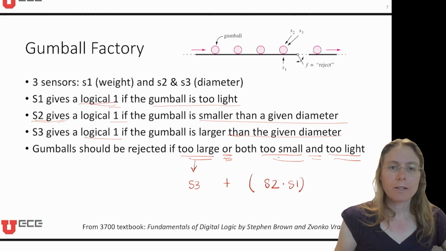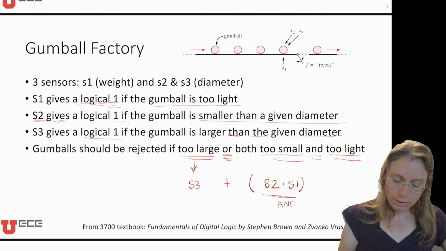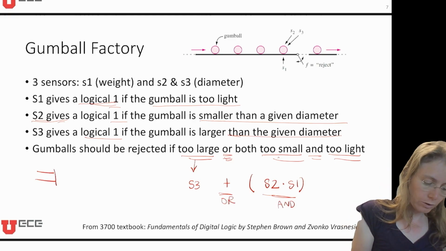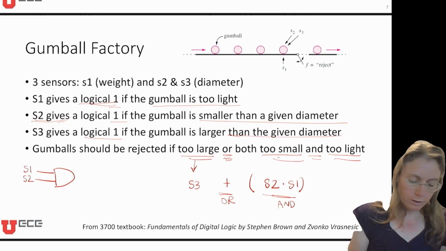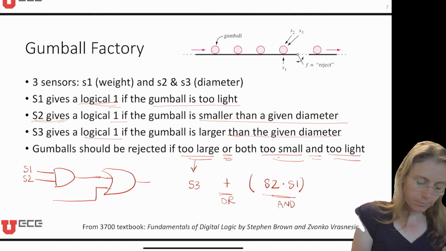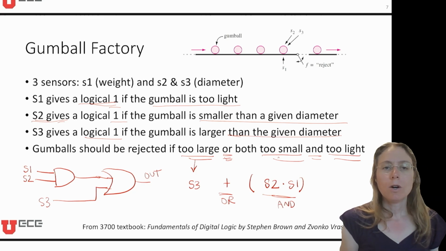Okay, so now let's make a logic network for this Boolean expression. I'll start over here with the things in the parentheses, which is an AND, and then afterwards we'll OR that with S3. So we'll start with an AND gate over here, and we're ANDing S1 and S2. The output of that will be ORed with S3. And our output will tell us whether or not we need to reject the gumball. You can imagine that logical 1 turning on a robotic arm or something.